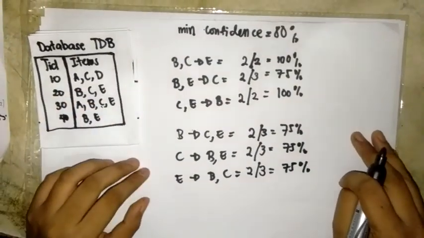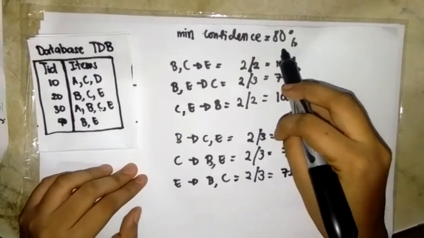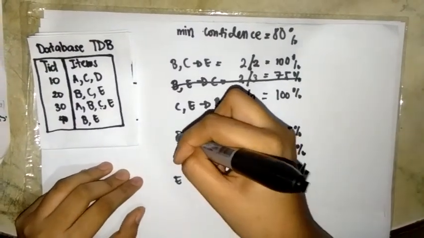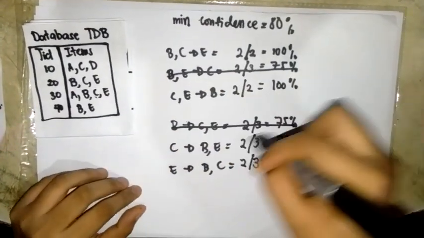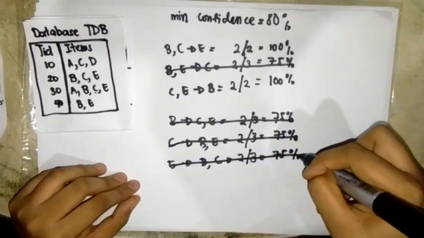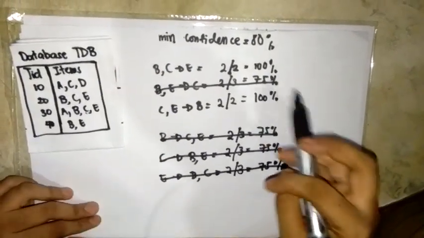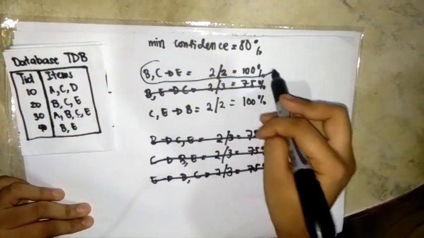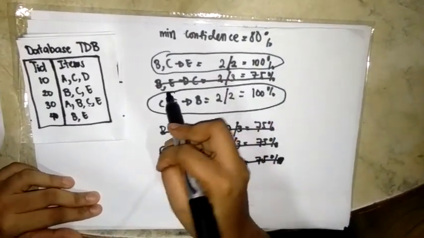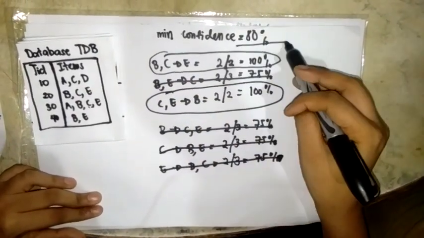So let's prune based on the minimum confidence, which is 80%. So let's prune BEC, CBE, and EBC. So the strong association rules are BCE and CEB because they pass the minimum confidence, which is 80%.